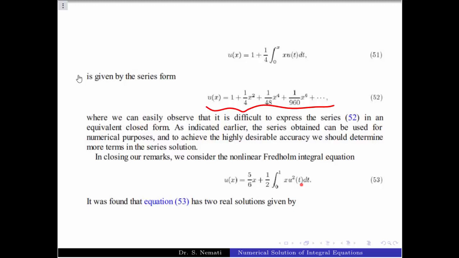So having a unique solution is very important for us. And in the next chapters also, we will consider the situations or conditions that are necessary to have a unique solution. Here you can check it easily. You can replace u of x with x, and also with 5 times x, and check that both of them are solutions of this integral equation.